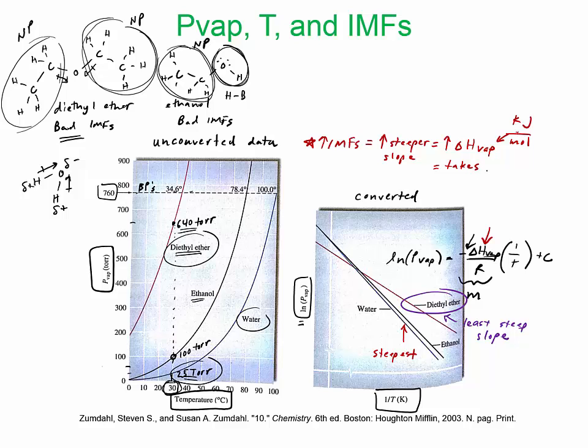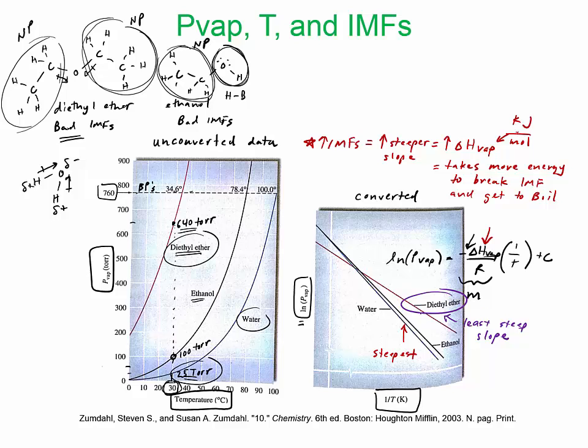So that means it takes more energy to break IMFs and get it to boil, the whole substance to change phase.